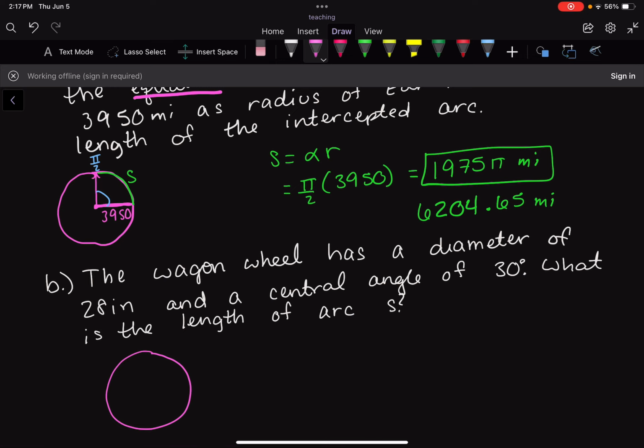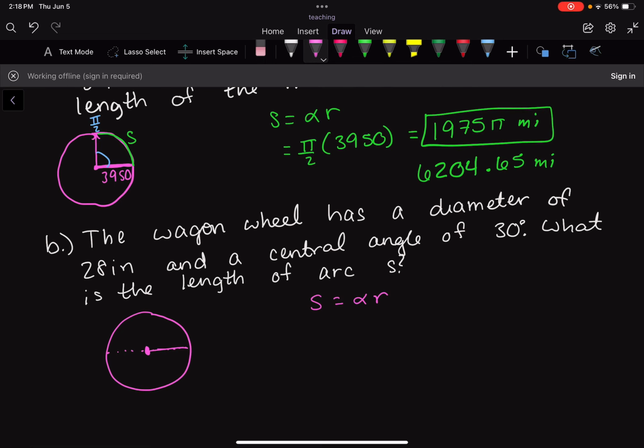So again, I'm going to draw a little bit of a picture. We do have to be careful because it gives us the diameter, but for our calculation of length S, we only want the radius. Also, it gave us our angle in degrees, so we don't have alpha yet, because I need it to be in radians. So a few things. My radius is the diameter divided by 2. So to get my radius, I'm going to do 28 divided by 2, which gives me 14.